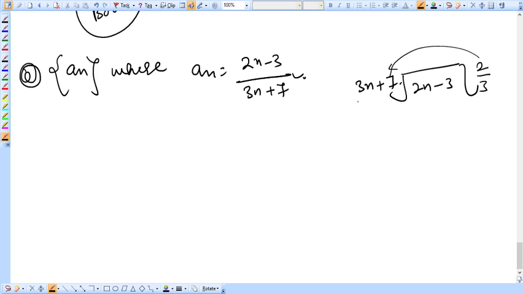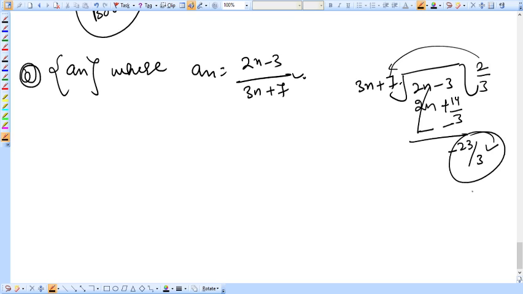In this way you get 2n over here and 2n over here, and minus 14 by 3. So this gets cancelled, and you have minus 14 by 3 minus 3. Sorry, it is minus, so minus 14 minus 9, which is equal to minus 23 by 3. So this is your remainder.